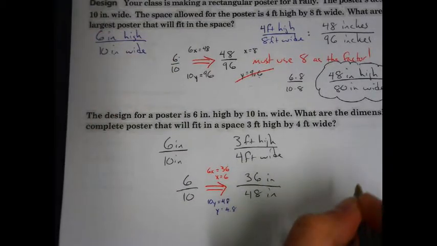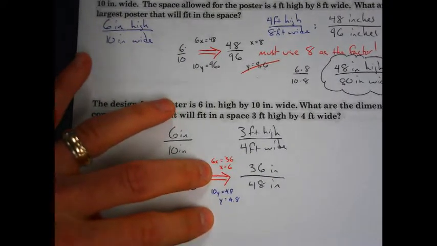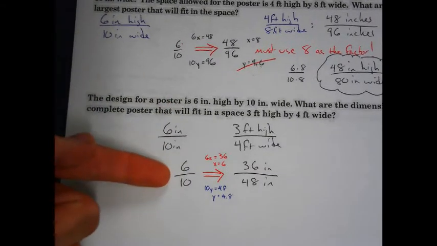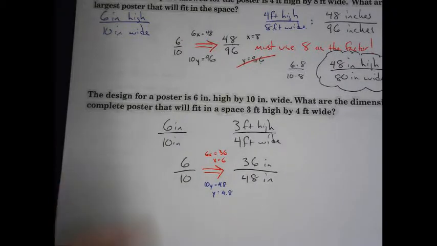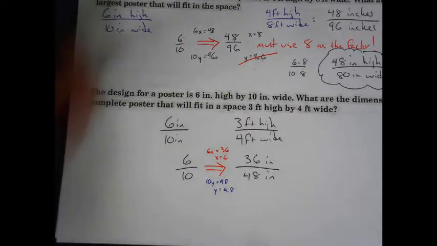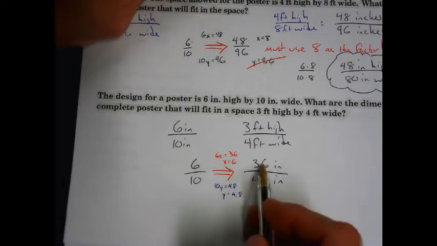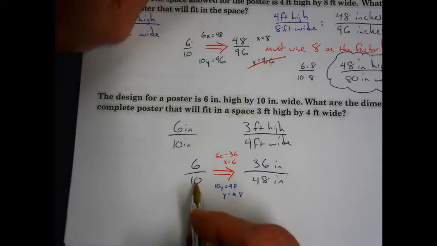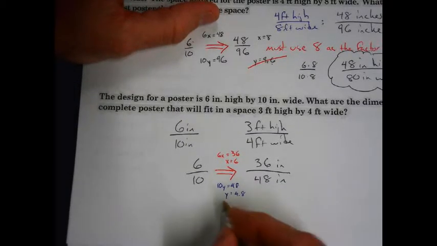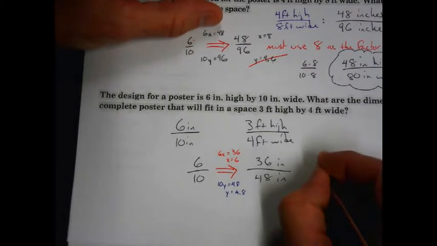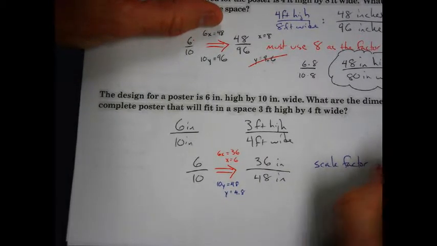Now, which scale, 6 or 4.8, will be used to grow the original design? Hopefully you have seen the answer is 4.8, but what if you didn't? Let's say the scale was 6. We could grow the height by 6 and it would fit. But if we grew the width by 6, we'd have 60, and that's way too wide. It wouldn't fit in the space. So the scale factor must be 4.8.